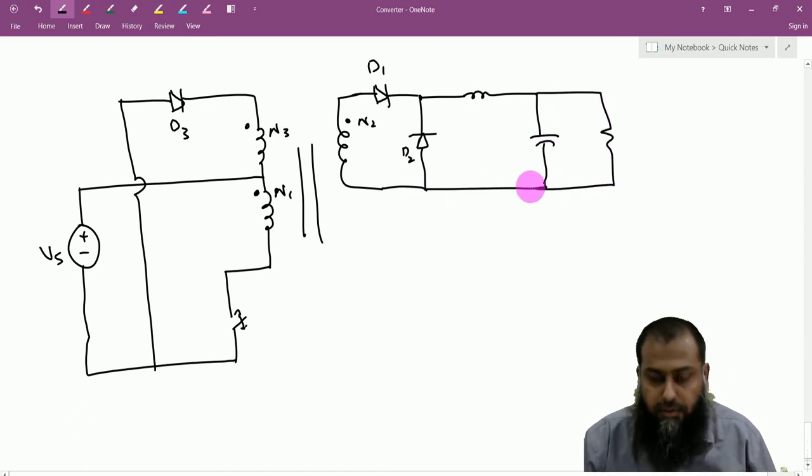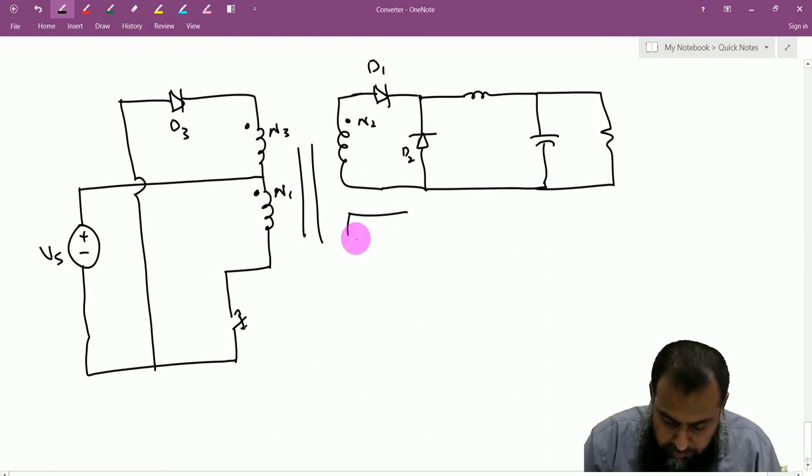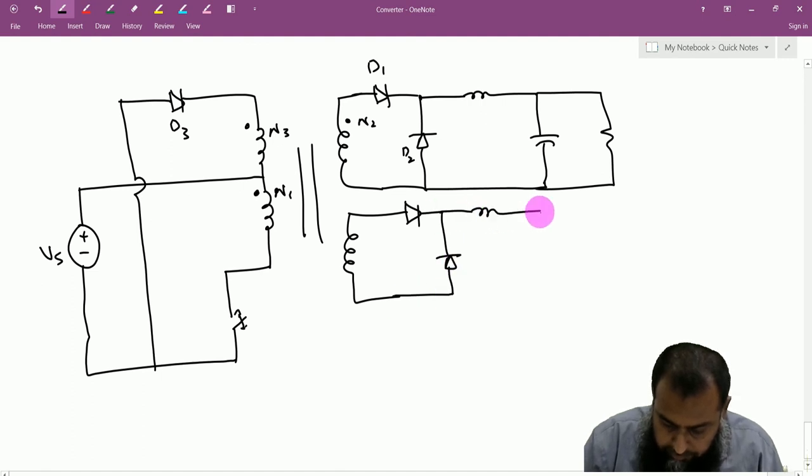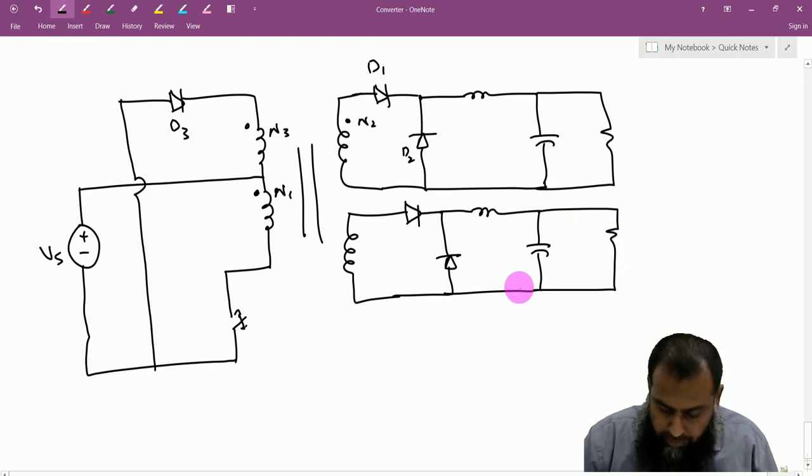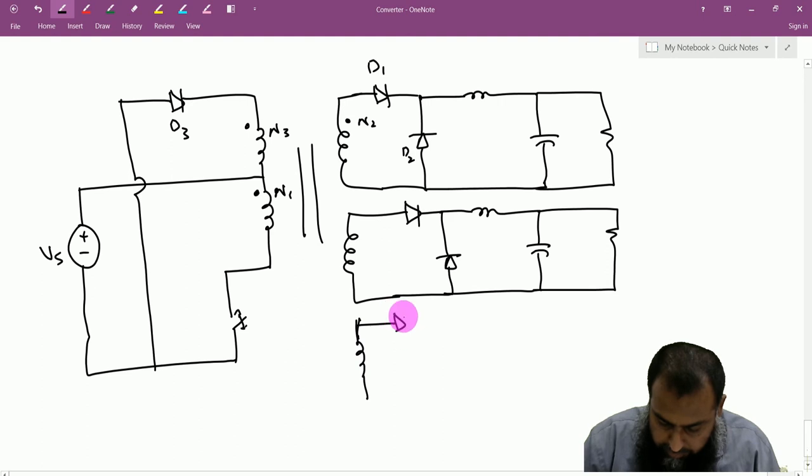We can also have another winding here. Let us suppose we have another winding. For each winding, we require to add two diodes and the LC circuit. We can also have another winding here, and we can then specify the symbols accordingly.